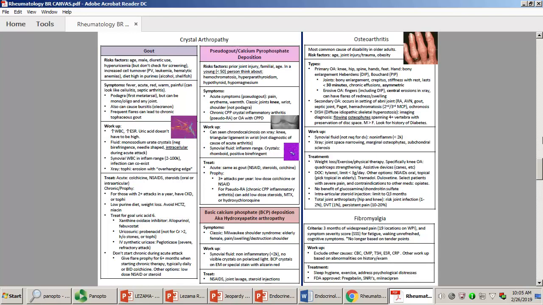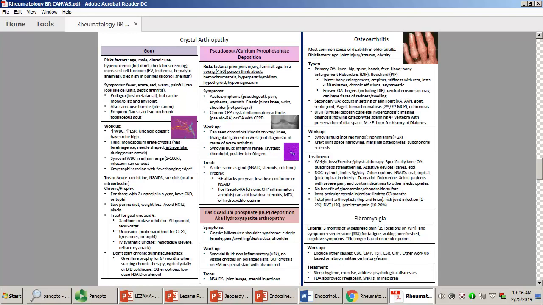So carpenters, things along those lines are going to more likely have hand arthritis. For the hands, you get the bony enlargements, the Heberdens, Bouchards. Remember those. So, distal is the Heberdens, proximal is the Bouchards. Joints, you get bony enlargement. You can get crepitus, stiffness with rest, but obviously we already talked about it. It doesn't last longer than 60 minutes. You can have effusions. It can be asymmetric.